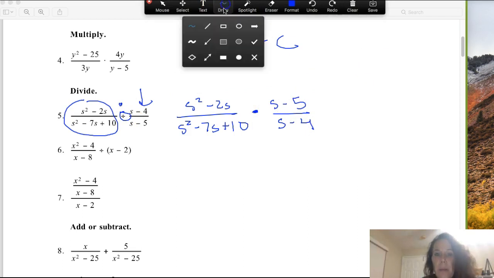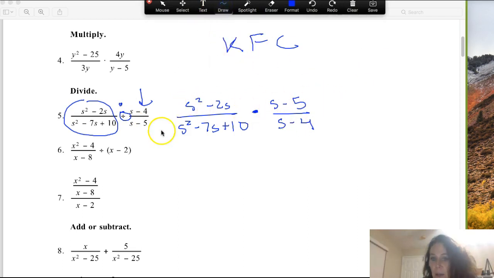Now we've got a multiply problem, and we're going to multiply across the top, across the bottom, but let's factor out anything we can so that we can divide out common factors. S squared minus 2s. It's actually not the difference of perfect squares, but I can pull out an s. If I factor out an s, I'm left with s times s minus 2. On top, I have s minus 5. That doesn't do anything. That's an s, and that's a 5.